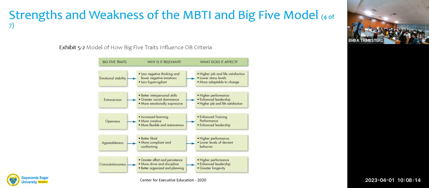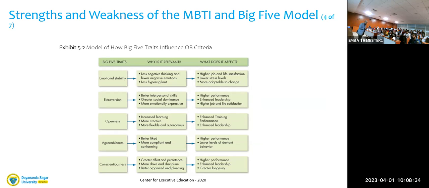Extroversion, better interpersonal skills. So extroverts have better interpersonal skills. They reach out to more people, they talk to them. Greater social dominance, more emotionally expressive. What does it affect? Higher performance, enhanced leadership, higher job and life satisfaction, and so on and so forth.